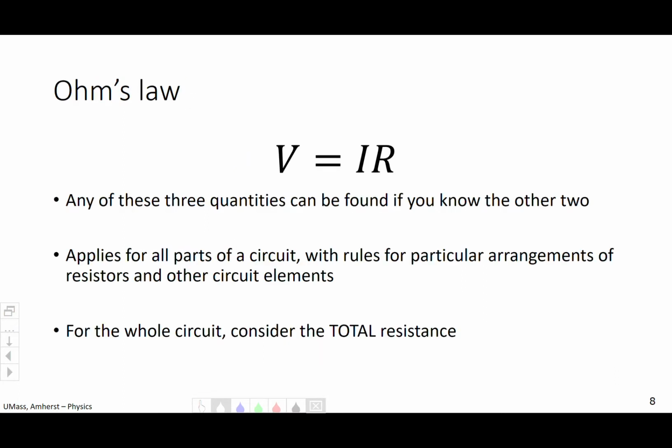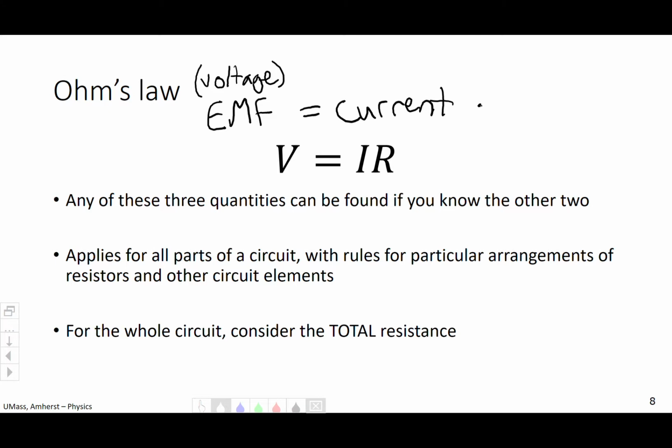All right, the very basic thing we need to know for circuits is called Ohm's law, and that is V equals I times R. V equals I times R. So what this means is that the EMF, or the voltage, is equal to the current, which is I, times the resistance.